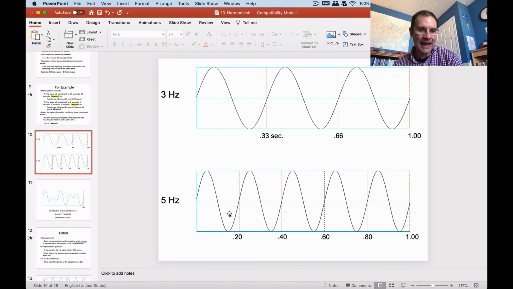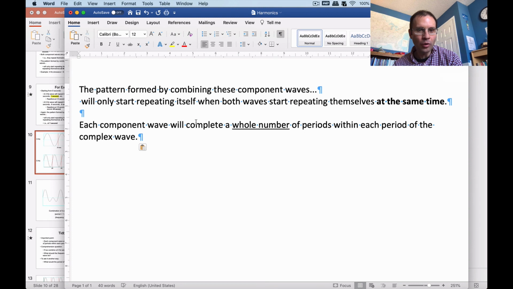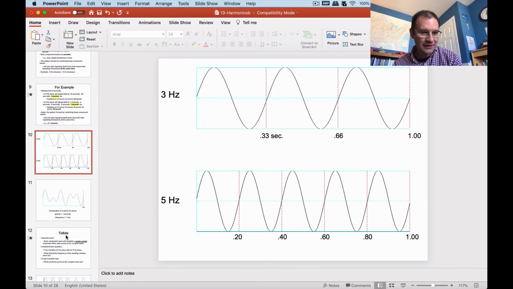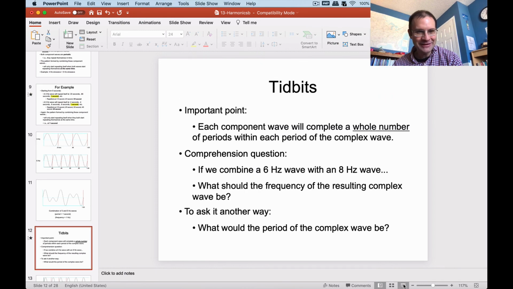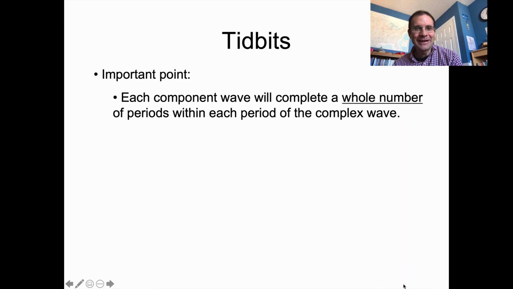If it completes a half, then it's going to go down in 0, or it's going to be here, and we're going to get a different pattern because of that. They have to line up. They have to complete a whole number of periods within each period of the complex wave. We'll highlight that. Okay, so keep that in mind. And I'll go back to my tidbit slide.